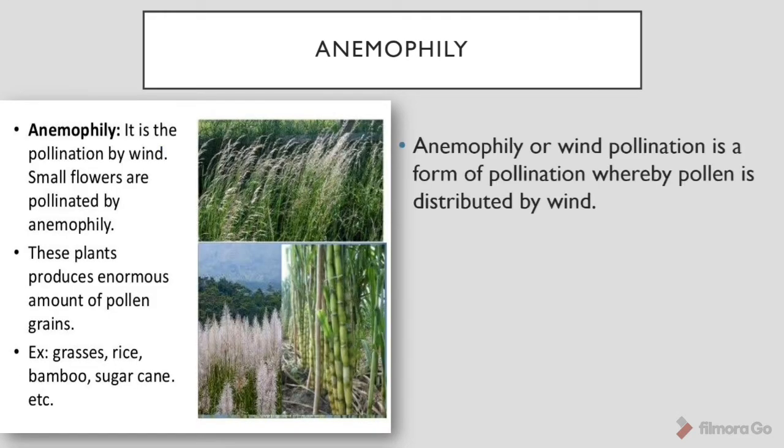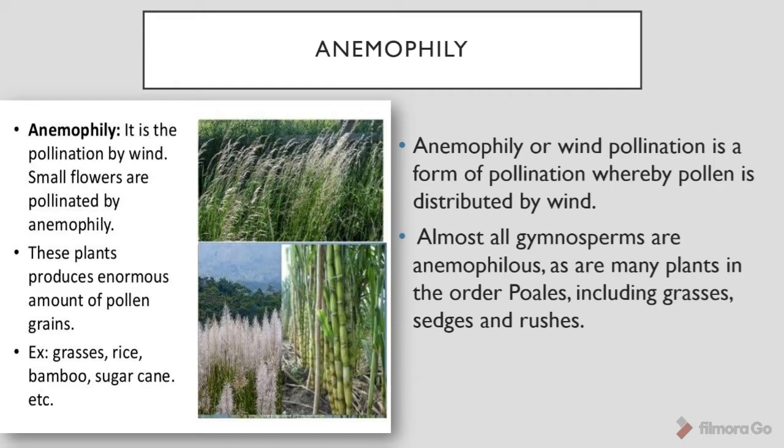Anemophily, or wind pollination, is a form of pollination whereby pollen is distributed by wind. Almost all gymnosperms are anemophilous, as are many plants in the order Poales, including grasses, sedges, and rushes. These plants produce enormous amounts of pollen grains. Examples are grasses, rice, bamboo, and sugar canes.